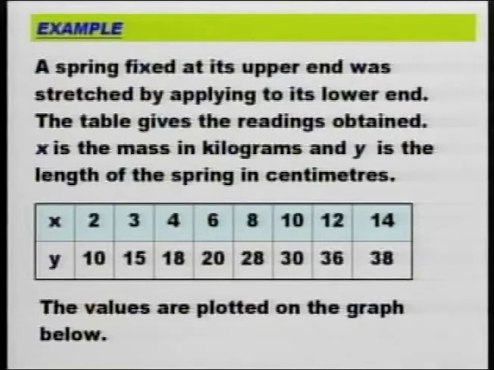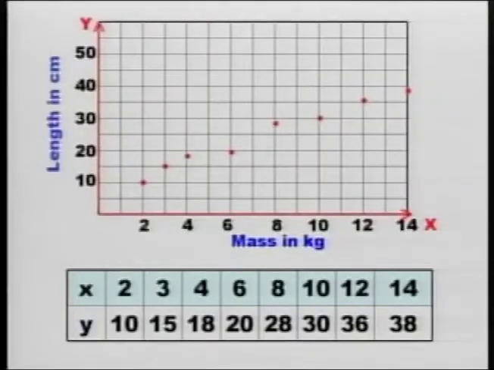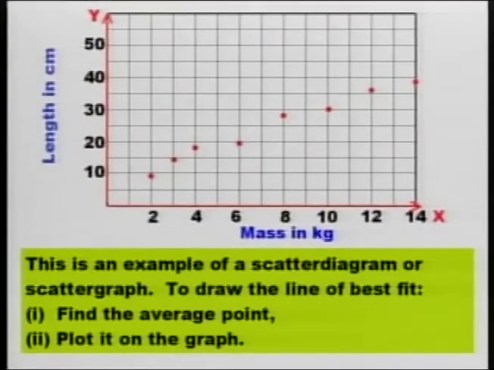X is the mass in kilograms, and Y is the length of the spring in centimeters. Okay, the values are plotted on the graph below. So when X is 2, which means the mass was 2 kilograms, Y is 10, and so on up to 14 and 38. All right. This is an example of a scatter diagram. That means it's positive. It represents two things that are positively correlated because the points lie towards the right.